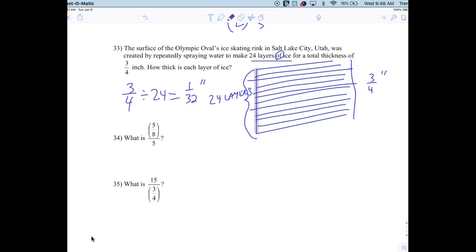Did you not hear me say this? A lot of times, most of the times, "of" means multiplication. But sometimes, if you're not thinking about the problem, you can be misguided. That's why I'm saying, show me your picture. Where's your picture? Yeah, it's not there. That's part of it. All right.